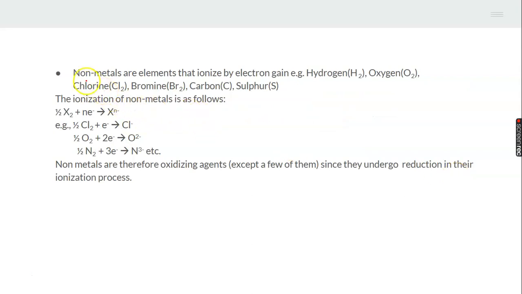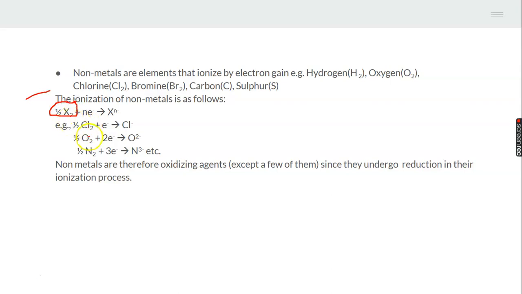Okay. The other one we are going to talk about under properties of elements. The first one underneath that was talking about metals. This one is non-metals. So when we talk about non-metals, they are elements that ionize by electron gain. They gain electrons, while metals ionize by loss of electrons. So the ionization of non-metals is as follows. When you have something like this, and you have half of this, that means you just have one atom of that thing. That's what it simply means. Just by dividing 2 by 2, gives you 1.